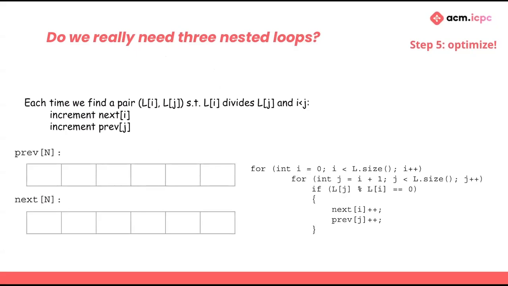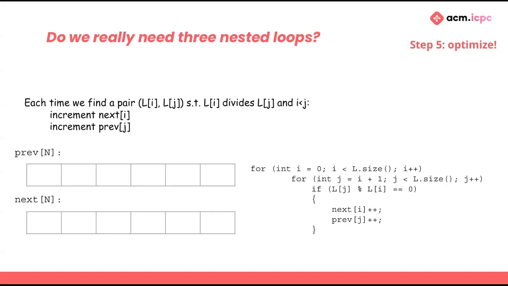So instead of 3 nested loops, we'll only look at every pair in the array. So every time you find a pair, i and j, where the first element divides the second one and their indices are sequential, then we'll increment next for the first element and pref for the second element. So what are these two arrays?